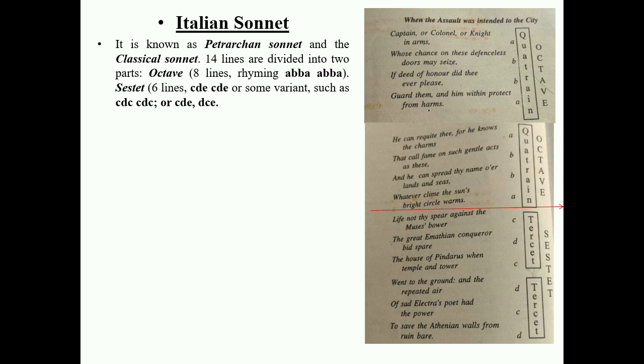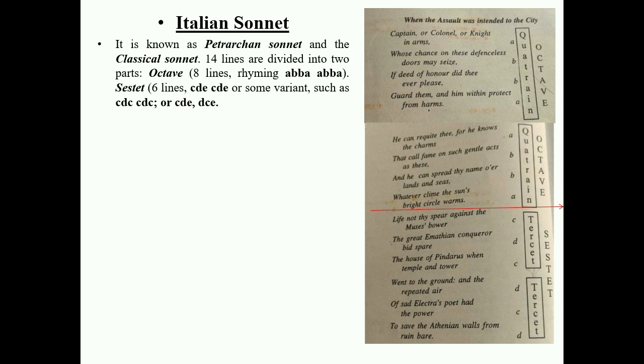The Italian sonnet also has 14 lines. Any sonnet consists of only 14 lines. It may be Italian or English or Shakespearean or Spenserian. And these 14 lines are divided into two parts when it comes to the Italian sonnet especially. You can see the first part is called the octave. Octave means 8 lines.